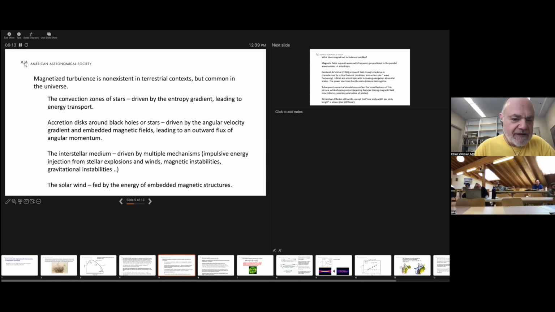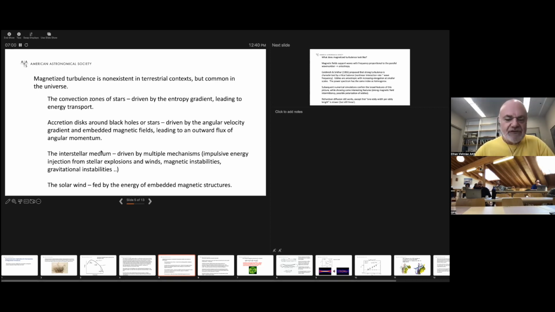Just a few examples here. The convection zones of stars, where the convection is driven by an unstable entropy gradient, and it's important for the outward transport of energy. It is also, by the way, important for the generation of large-scale magnetic fields by stars. Accretion disks around black holes or stars: there the instability is driven in an ionized plasma by the embedded magnetic fields and the gradient of the angular velocity, which leads to an outward transport of angular momentum and an inward transport of plasma, resulting in very high energy phenomena visible across the entire universe in some cases.